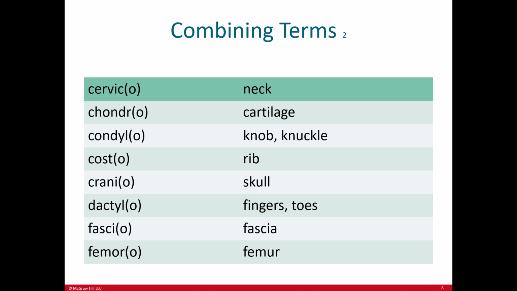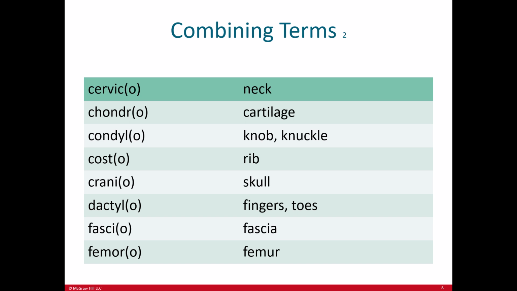Remember, cervico in this case, because we're in the musculoskeletal system, is referring to the neck. If we're in the female reproductive, then you can see where there'd be a cervico that means cervix, but that is not in this case. Chondro means cartilage. Condyle or condylo means knob or knuckle. Costo means rib. I had a student remember this by, like, in biblical terms, that Eve cost Adam a rib. So Eve costo Adam a rib. I don't know if you want to make that connection. Then we have cranio, which means skull.